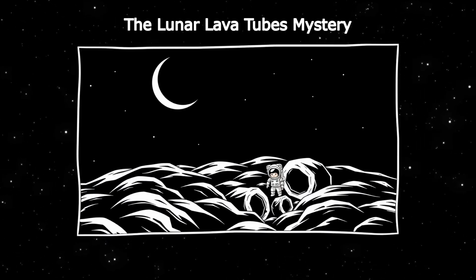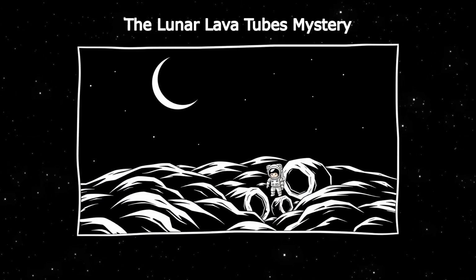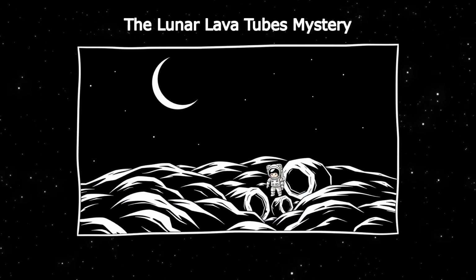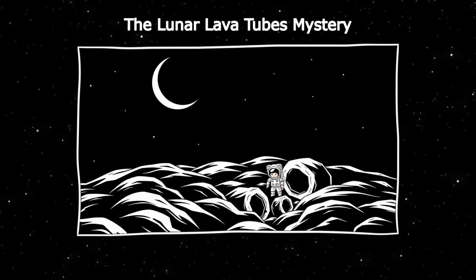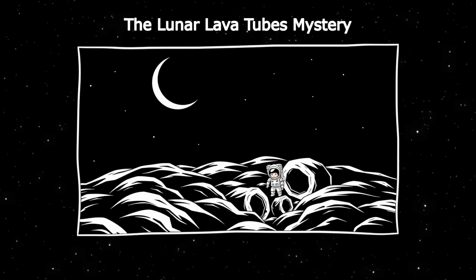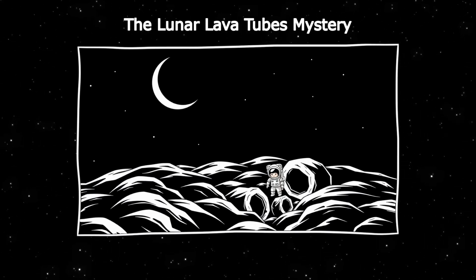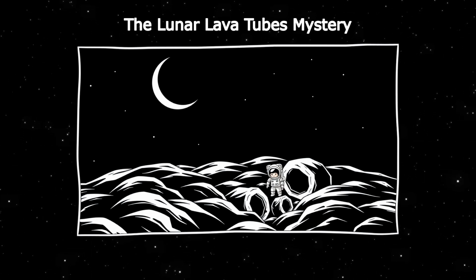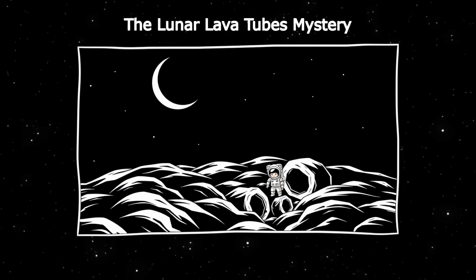The study of lava tubes can reveal information about past volcanic activity, shedding light on the moon's formation and evolution. For instance, researchers believe that the moon experienced a period of intense volcanic activity billions of years ago. Analyzing the structure and composition of these lava tubes allows scientists to piece together the timeline of this activity and understand the forces that shaped our closest celestial neighbor.